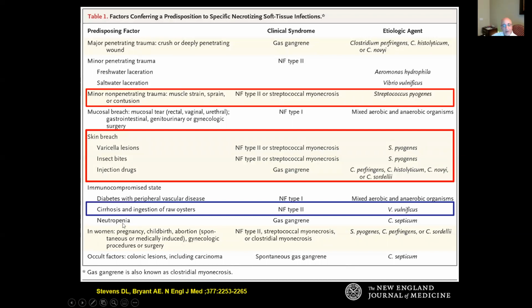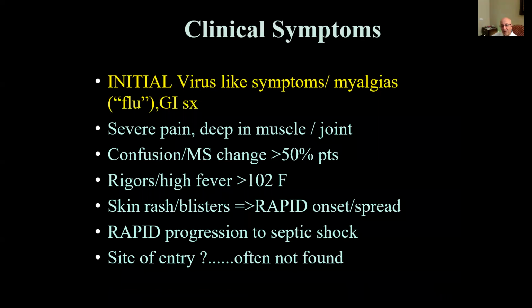A rather rare but interesting skin infection that is necrotizing occurs in patients with end-stage liver disease or cirrhosis with ingestion of raw oysters that generally come from the Gulf, where there is 100% infection with Vibrio vulnificus present in these oysters. Therefore, patients with cirrhosis should be specifically advised to avoid ingestion of raw oysters, as this is a very significant infection with a gram-negative organism.